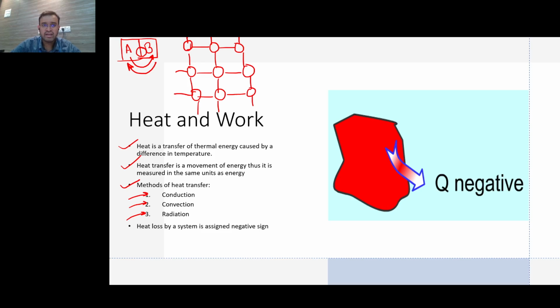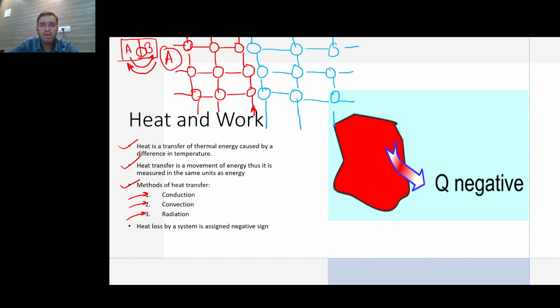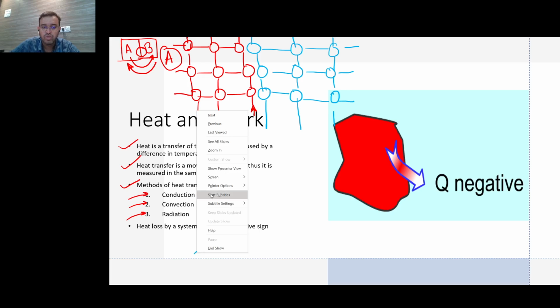So here in red, you have A. Now this is the edge of A, so the material ends at this particular point. And on the other side, you have B. I've drawn it in blue to indicate the cooler nature of B. So A is at a higher temperature, and B is at a lower temperature.